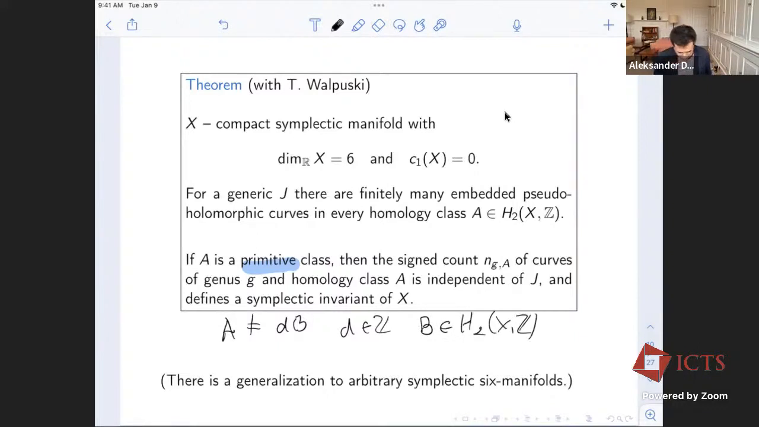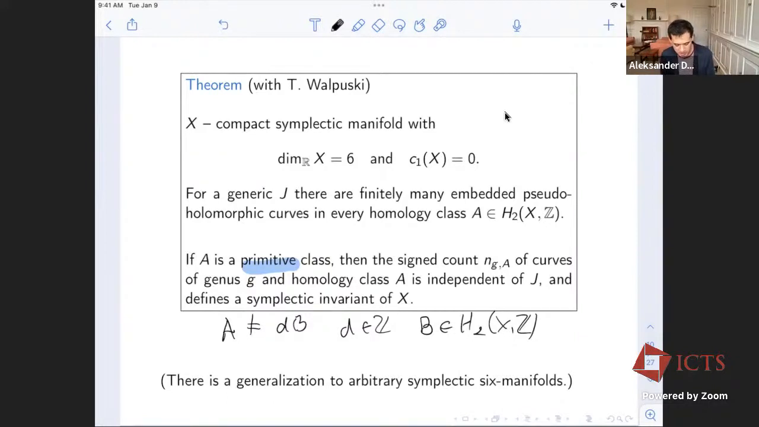So of course, most classes are not primitive, but this is what it means to be primitive. So this is an example of a very special setup where you can naively choose a generic almost complex structure. Generic means from some dense set in the space of all almost complex structures. Then you get finitely many embedded pseudo-holomorphic curves, and then you can count, and that defines an invariant.